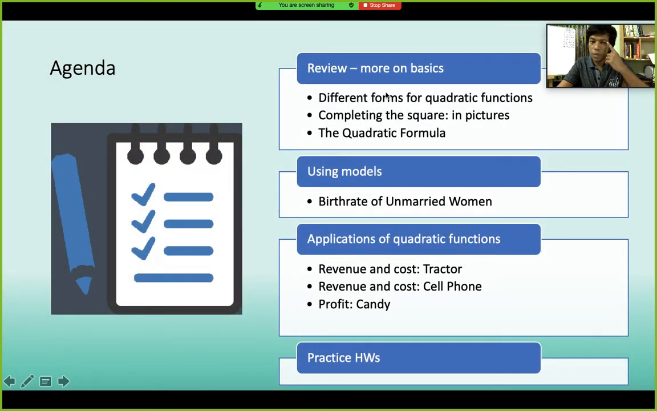These are the review topics: different forms of quadratic functions, completing the square in pictures, then the quadratic formula, and a couple of things from basic algebra or just an extension from there. Using models, this is the birth rate of unmarried women, some application math, then application of quadratic functions in detail. There are three problems that we will try to discuss, then practice homework. So this is our plan. Let's start.